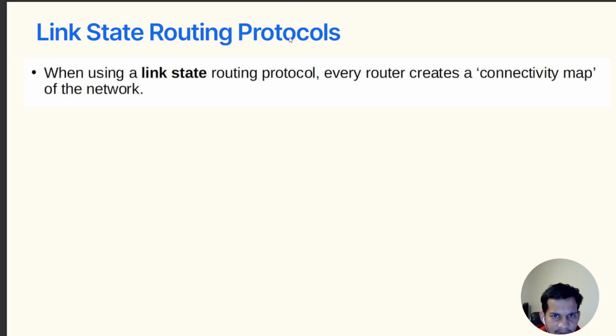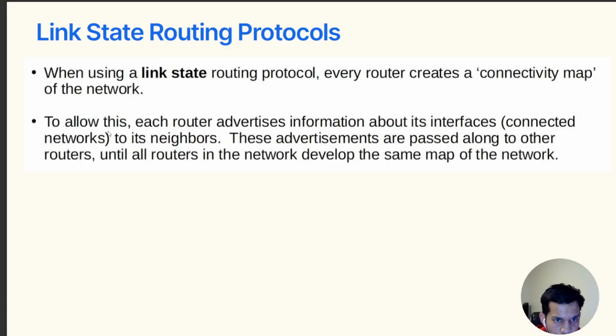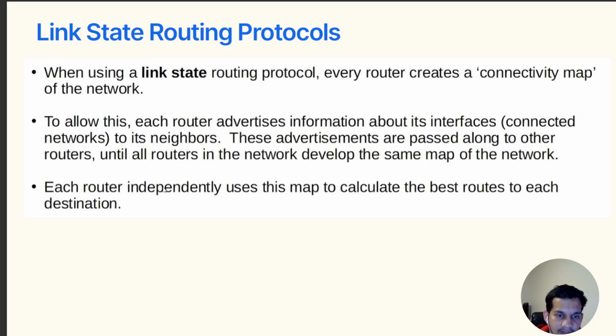Now let's see the link state routing protocol, which is different from distance vector. When using a link state routing protocol, every router creates a connectivity map of the network. To allow this, every router advertises information about its interfaces and connected networks to its neighbors. Each and every router in the network tells everyone, and these advertisements are passed along to other routers until all routers develop a complete map of the same network. So every router tells everyone, unlike distance vector, which tells only the neighbor, and then each router independently uses this map to calculate the best route to the destination.